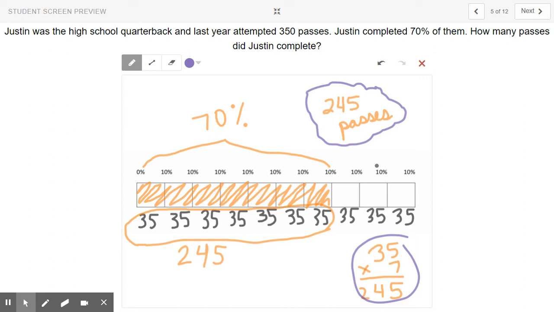You could also say 10% of 350 is 35. So if 10% equals 35, 70% would be times 7. So 35 times 7 equals 245.